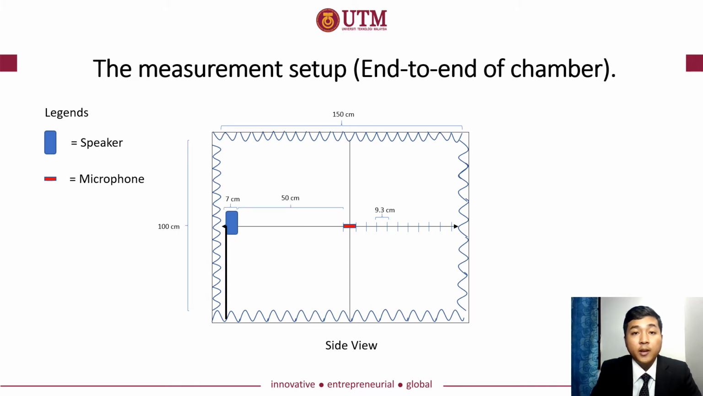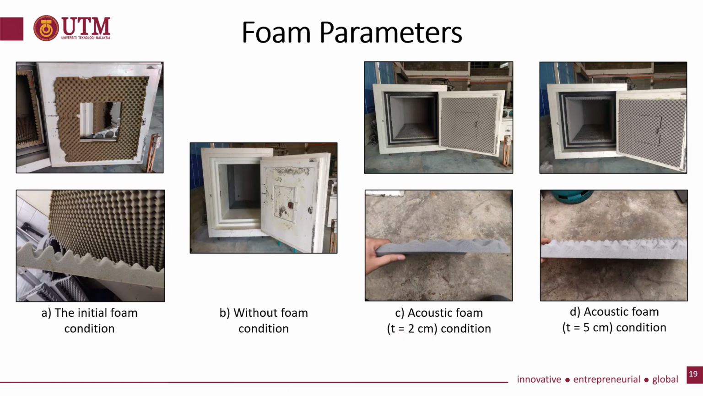A more suitable setup to test the performance of the chamber is by putting the sound source at the end of the chamber. As you can see from this figure, the speaker is at the end of the chamber and the microphone is away from the sound source around 50 centimeters. The foam parameters that I used throughout the testing are the initial foam, the without foam, and the acoustic foam with thickness of 2 cm, and finally the 5 cm thickness.